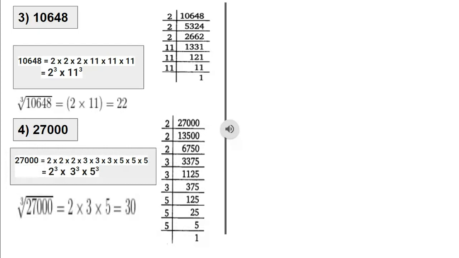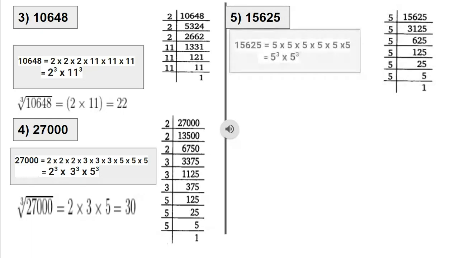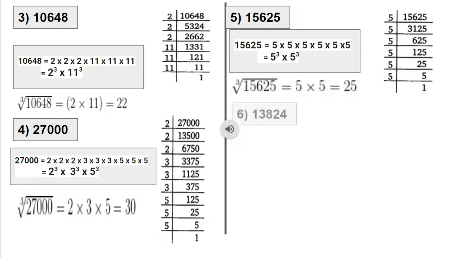Okay. Now fifth number, 15,625. So after factorizing we will get 5 into 5 into 5 into 5 into 5 into 5, 6 times 5. That means 5 cube into 5 cube. So 5 5s are 25. So the cube root of 15,625 is 25.